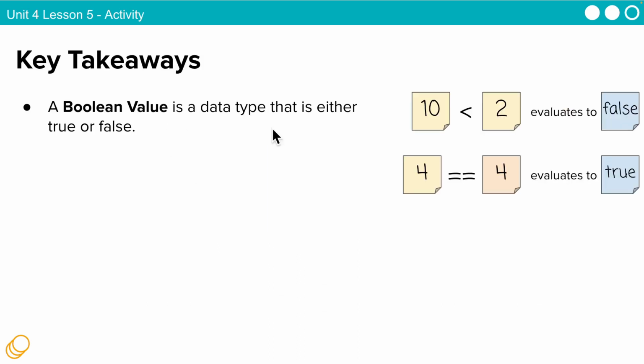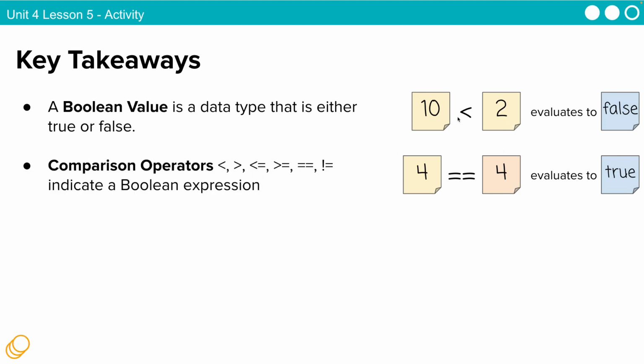Some key takeaways that you need to know. A Boolean value is a data type that's either true or false. That's it. We take comparison operators. So 10 is not less than 2. It evaluates to false. 4 is equal to 4. That evaluates to true. And mind you, these values could be stored in variables.